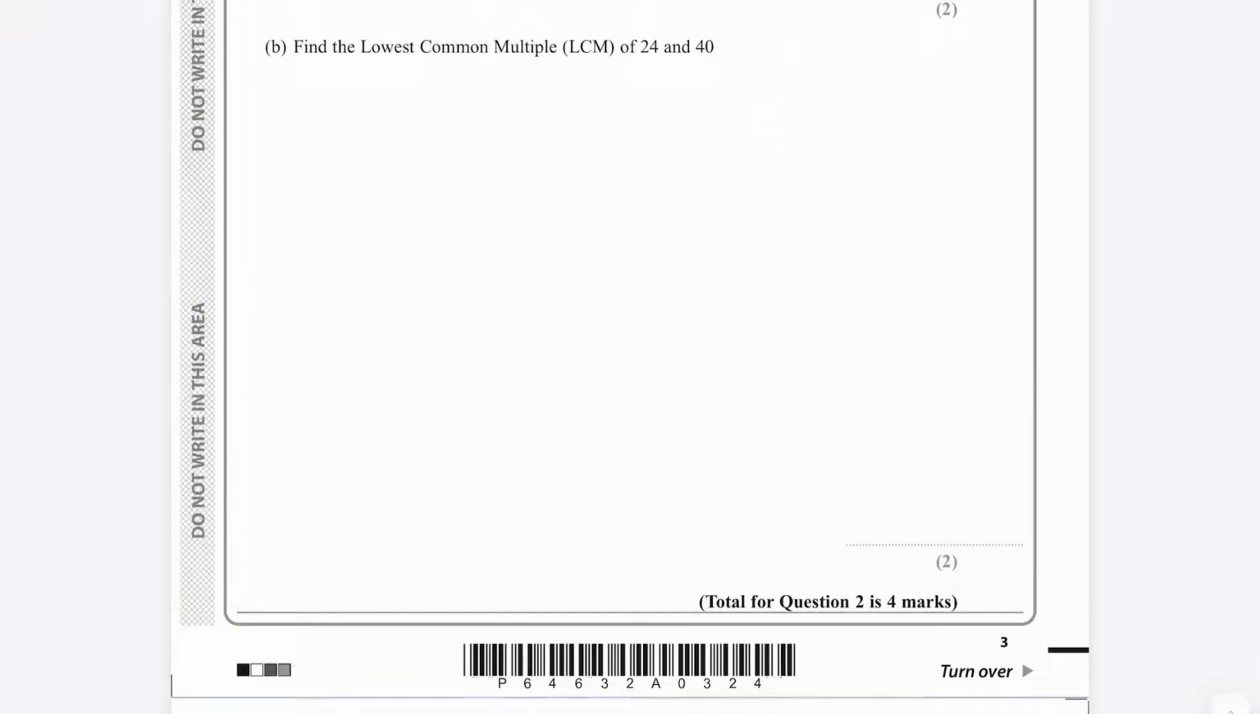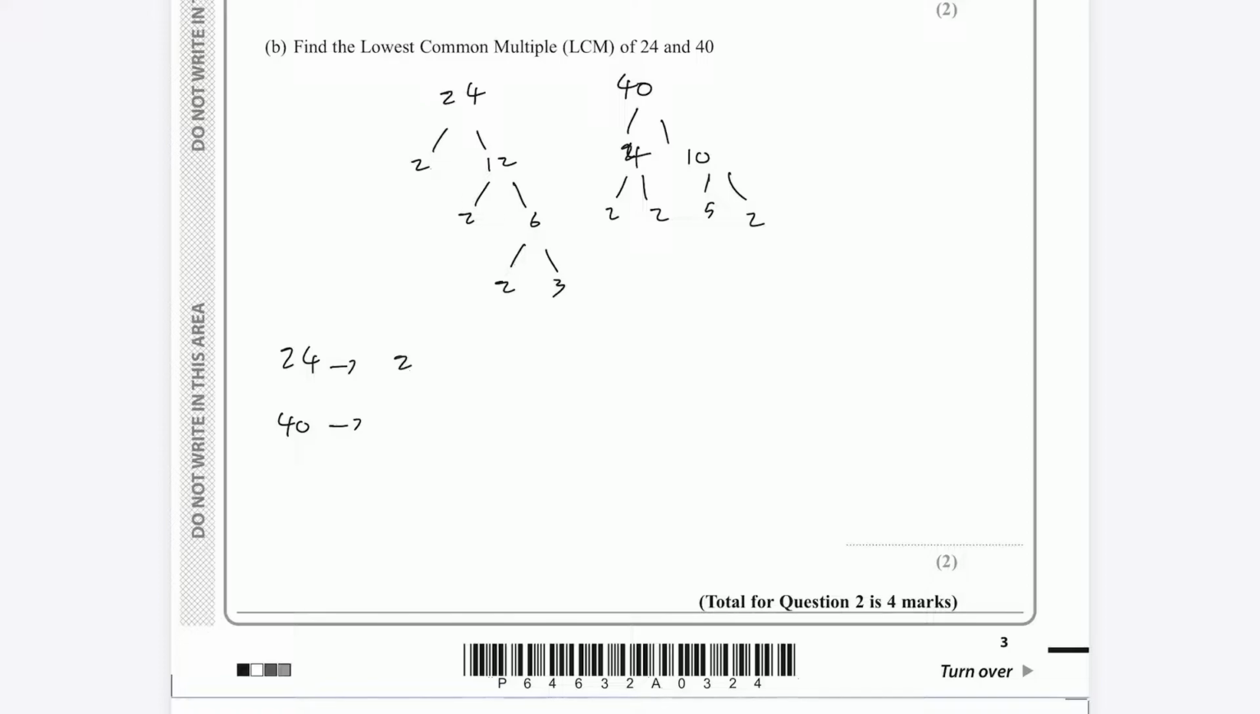And for B, it's asking for the lowest common multiple of 24 and 40. We can go in a similar manner, draw the factor tree out. So that's going to be 2 and 12, 2 and 6, 2 and 3. That's going to be 4 and 10, 2 and 2, 5 and 2. So for 24 and 40, for 24, we have 2 times 2 times 2 times 3. For 40, we have 2 times 2 times 2 times 5.